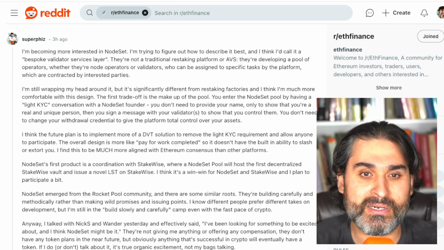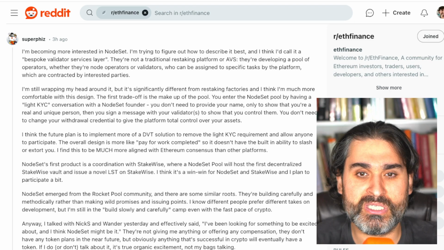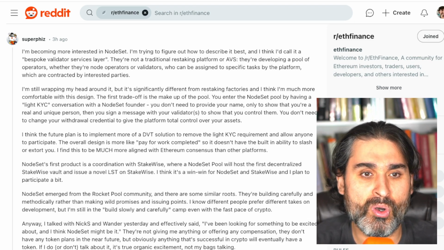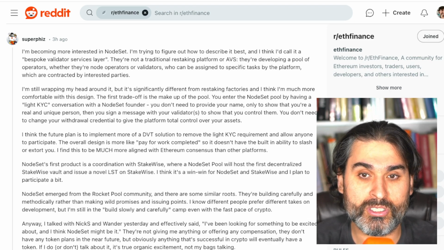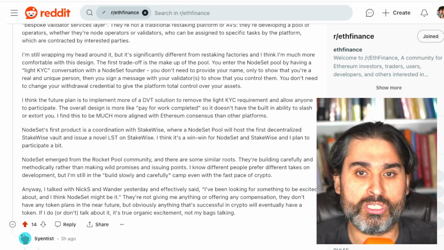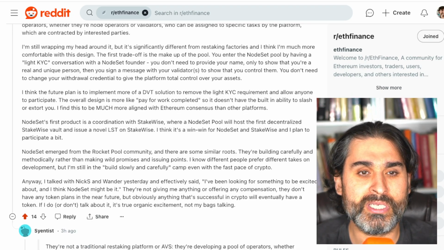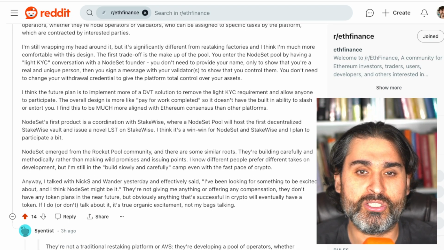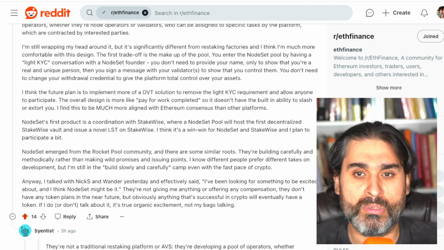So I'm still wrapping my head around it, but it's significantly different from restaking factories, and I think I'm more comfortable with this design. The first trade-off is the makeup of the pool. You enter NodeSet by having a light KYC conversation with the NodeSet founder. You don't need to provide your name, only to show that you are a real and unique person. Then you sign a message with your validators to show you control them. You don't need to change your withdrawal credentials to give the platform total control of your assets.